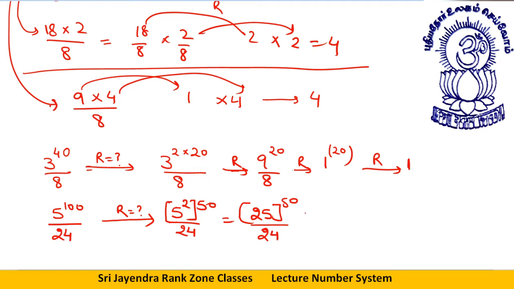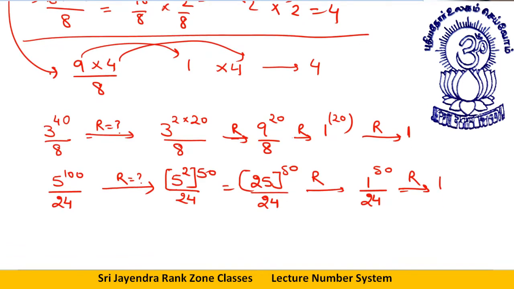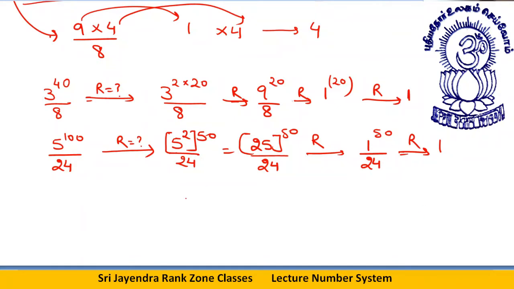I'll take all sort of variations, dear students. I'm just starting from the beginning right now. So the remainder will be: 25 divided by 24 will give me a remainder of 1. So 1 raised to power 50 divided by 24 will give me a remainder of 1. Just one or two small things related with this concept only.